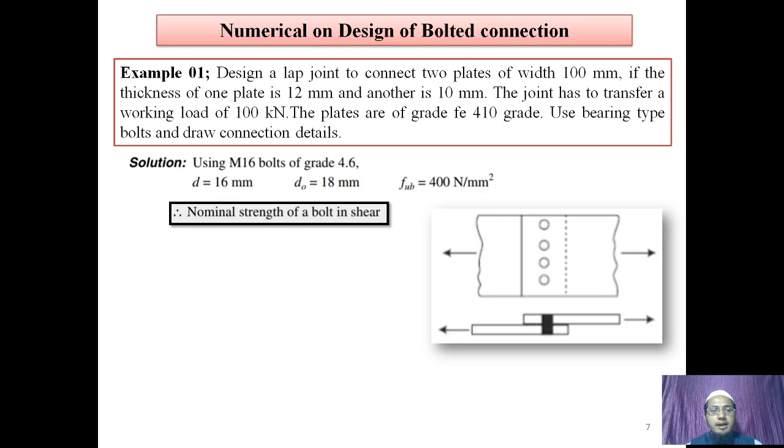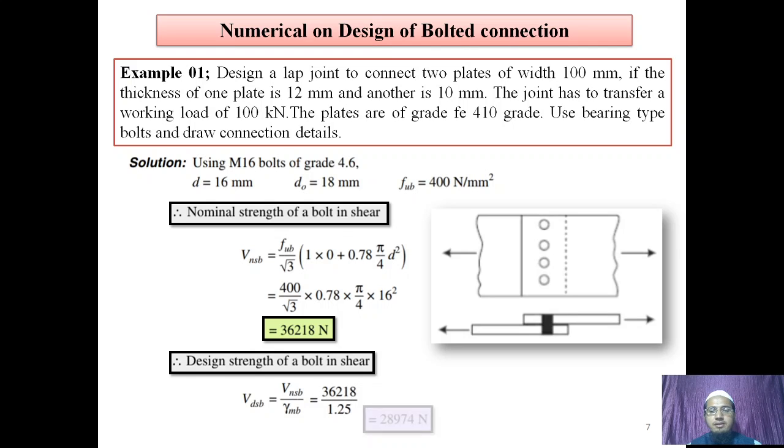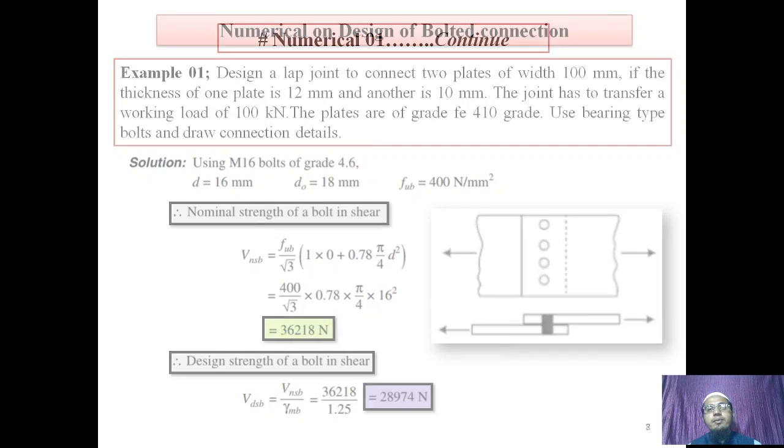We can easily find the nominal shear strength of the bolt by using the formula we just discussed in the previous session. The nominal shear strength will become 36 kilonewton, and the design shear strength will be equal to nominal strength divided by the factor of safety, that is 28.9 kilonewton.